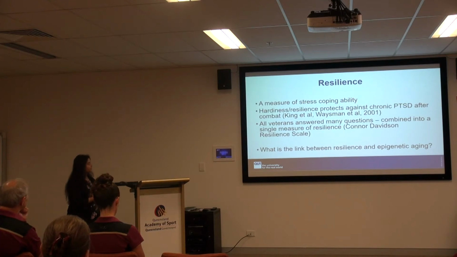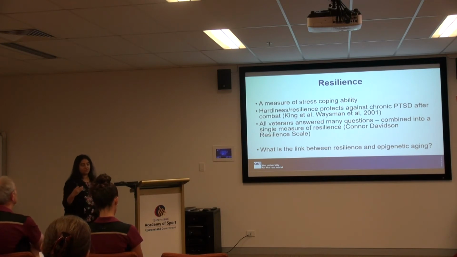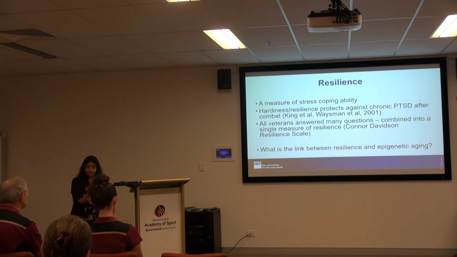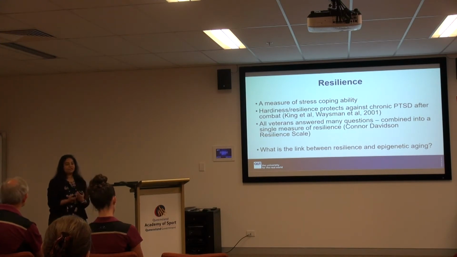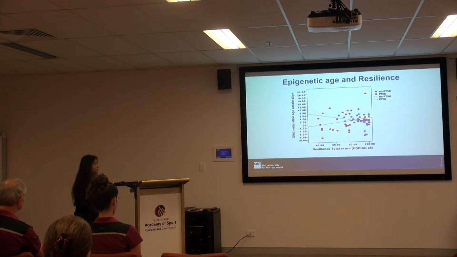And we looked at resilience via the Connor-Davidson Resilience Scale. I'm not sure how familiar you are with that, but it's basically a questionnaire of 25 questions, and then you sum it up and you get a person's resilience score. As you can imagine, resilience is a good thing, we all agree, and epigenetic aging, everyone's shown, is a negative thing, so we expected a negative correlation between the two. And this is what we find.